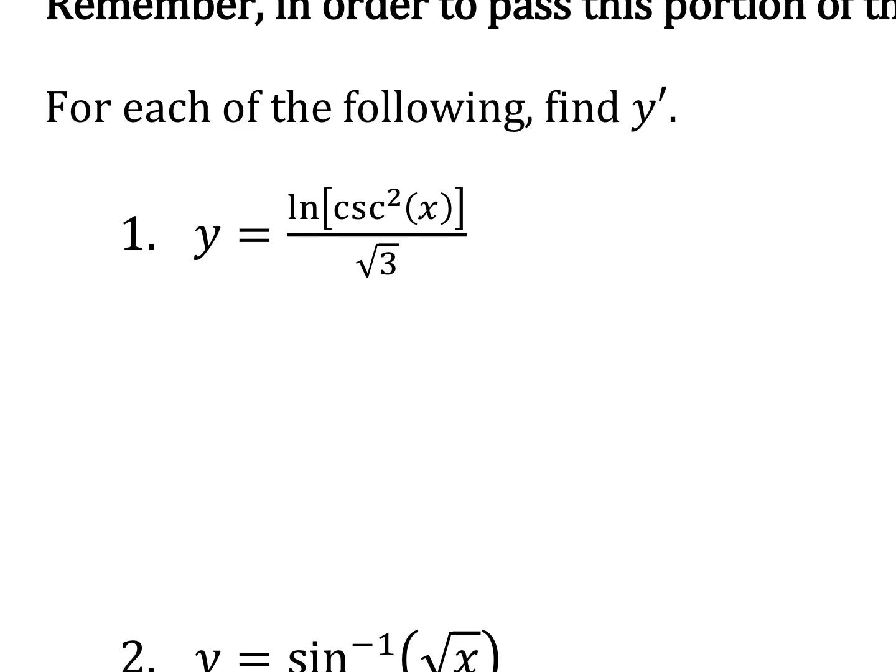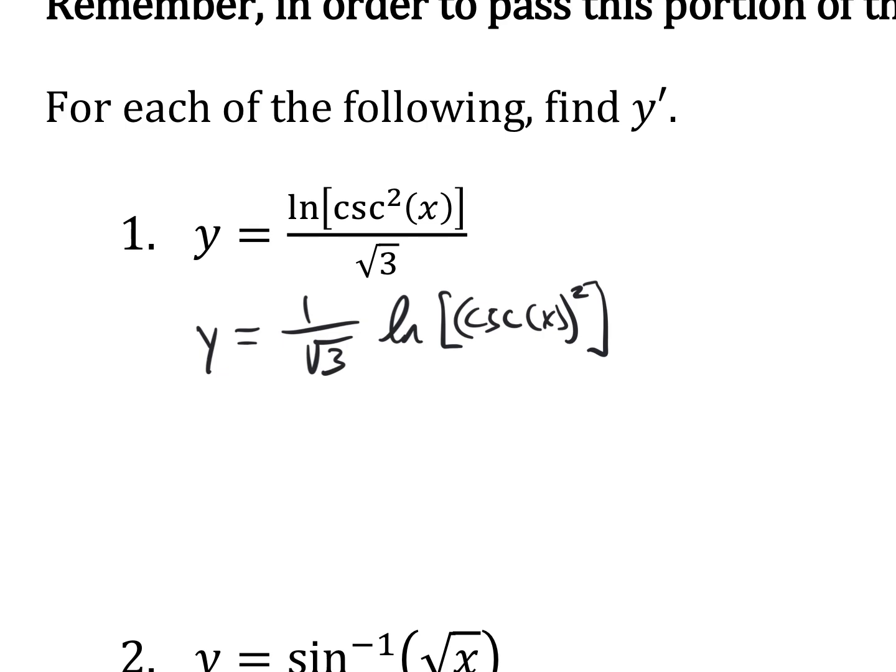So we want to rewrite this first as 1 over the square root of 3 times a natural log of. Now, this is not super necessary, but you might find it helpful to put that squared out there, to remember that we're going to do a little chain rule going on here. Actually, you could use the natural log property here, but we'll leave it like it is.